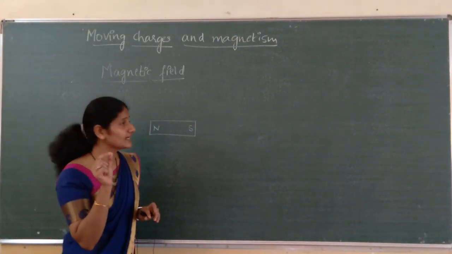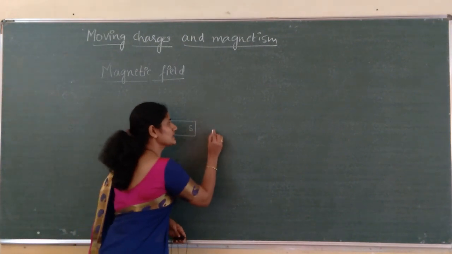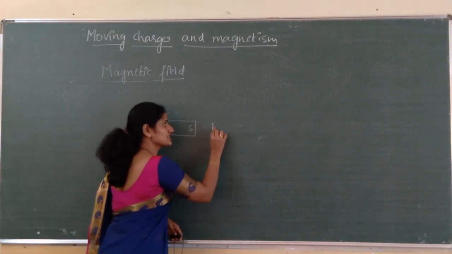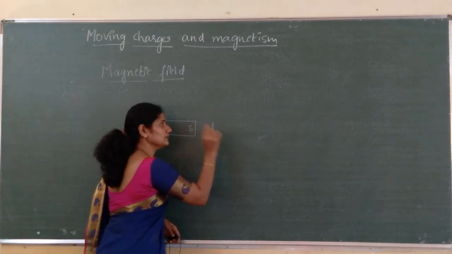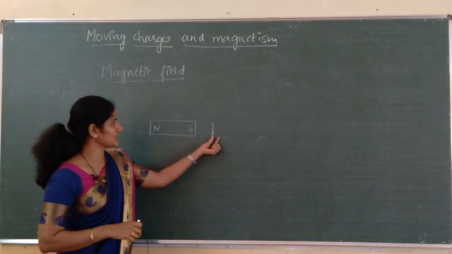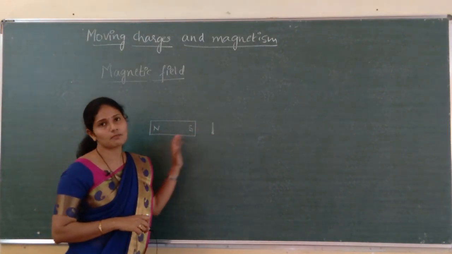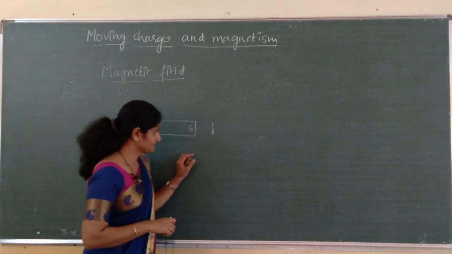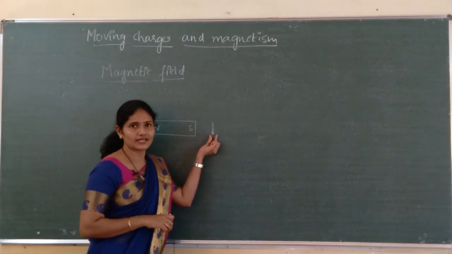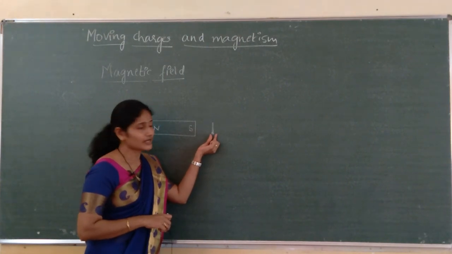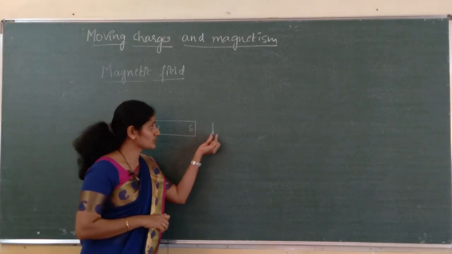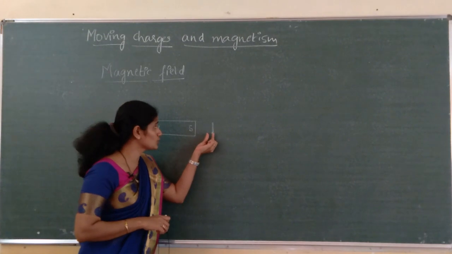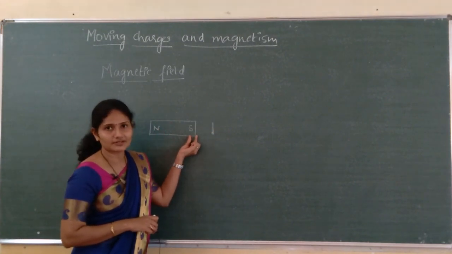Here we are not placing any bar magnet near this bar magnet, we are just placing one iron nail near this magnet. Just imagine that there is one nail and we have placed that nail very close to this bar magnet, and we will see that this nail is attracted towards this bar magnet.